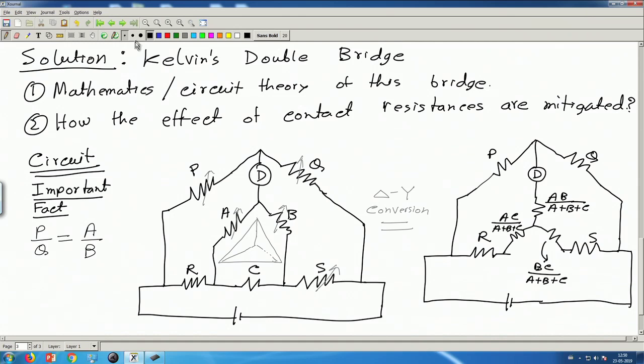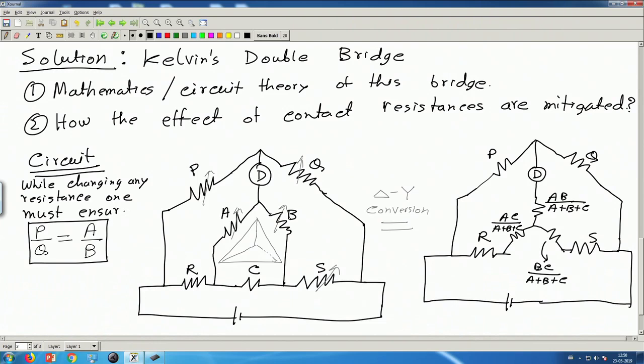So this is maintained. While changing any resistance, one must ensure this condition. So if you change P, at the same time you have to change A so that P by Q is A by B. Or if you change Q, you may change B so that P by Q is once again A by B. You cannot change only P or only Q without changing A and B. You have to change them together. So this is what you have to maintain while using this bridge. This is a condition that must be satisfied.